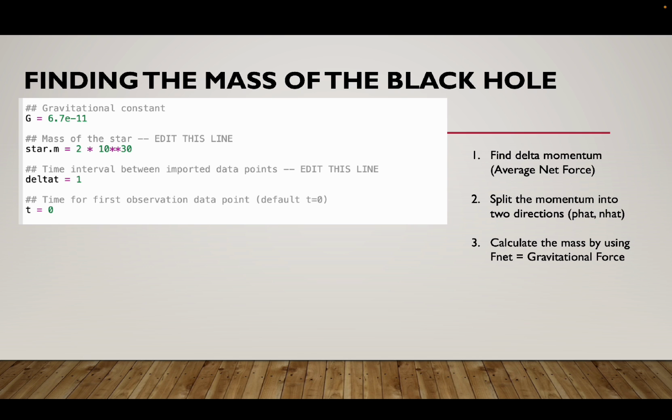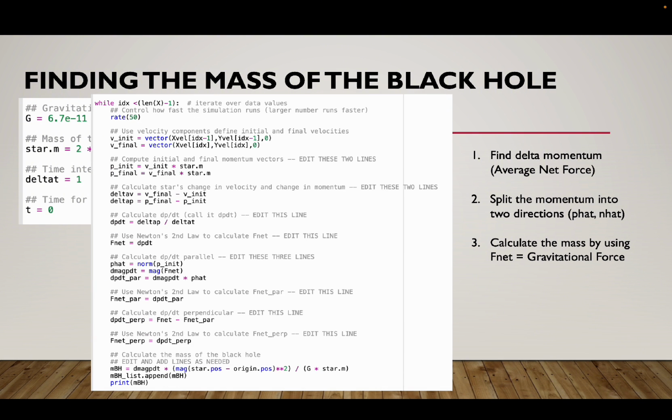So in part 1, we have to find the mass of the black hole. In order to do that, we find the delta momentum of the star, which is the average net force, and we split the momentum into two directions, p hat and n hat, and we calculate the mass by using F net equals the gravitational force caused by the black hole.